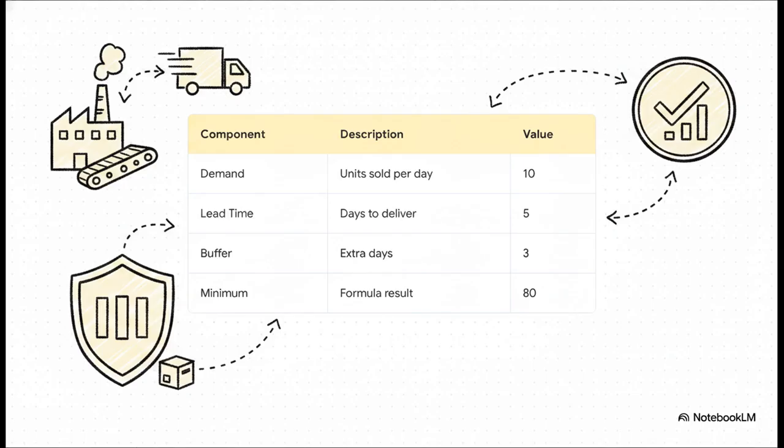Then you throw in a safety buffer for those unexpected delays, maybe an extra 3 days worth. Add them together, and you instantly have your exact minimum stock threshold. In this example, 80 units.